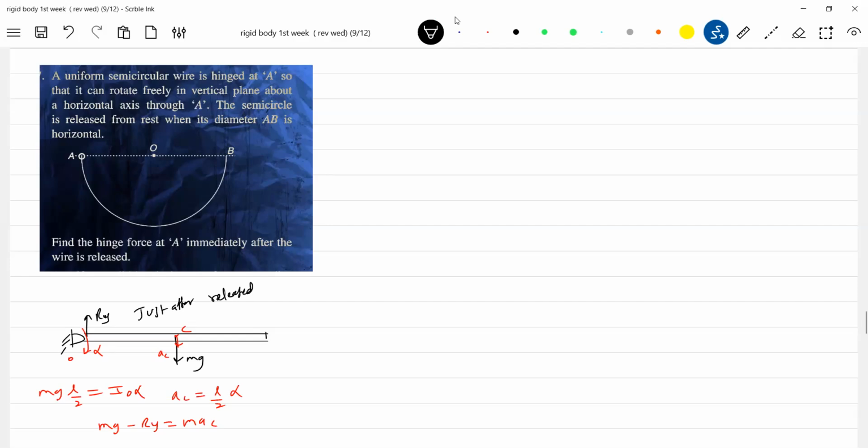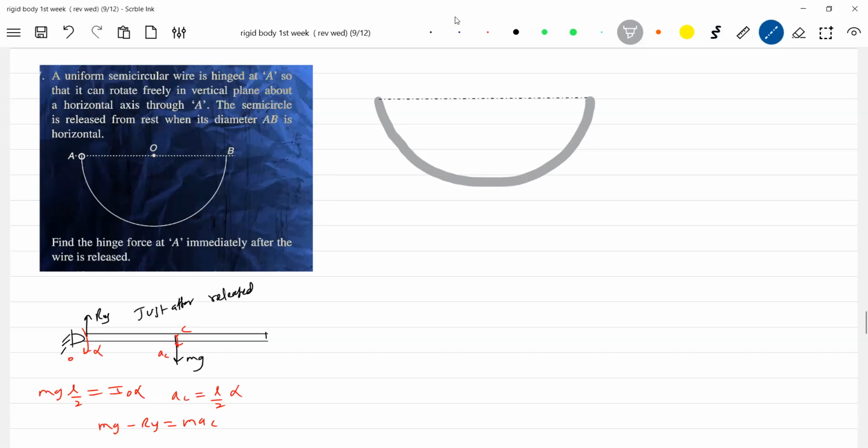Or going for the semicircular wire. The same methodology, nothing big will be there. This is the hinge.